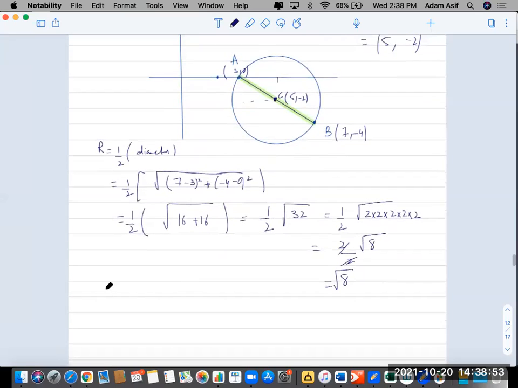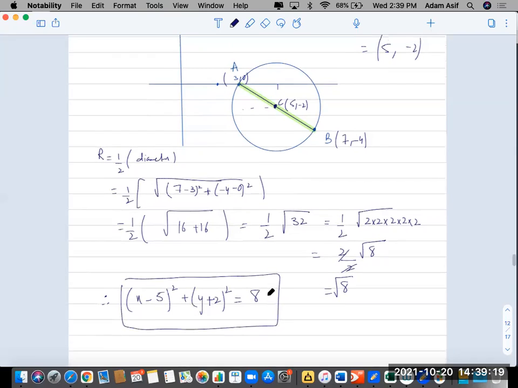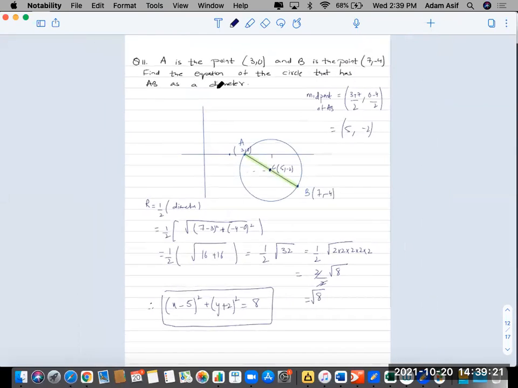So what's the equation going to be? (x minus a), what's the value of a over here? 5, the whole thing square, plus (y minus b). What's the value of b? Minus 2. So it's going to be plus 2, the whole thing square, equals the square of square root 8, which is 8. That's our equation of this circle. Our task was to find the equation of a circle that has AB as a diameter.